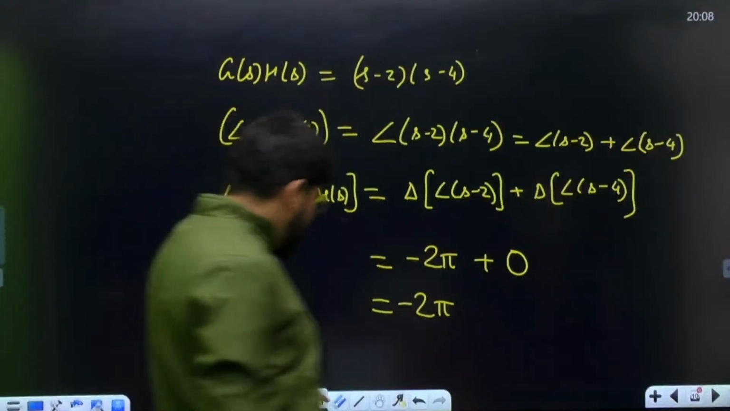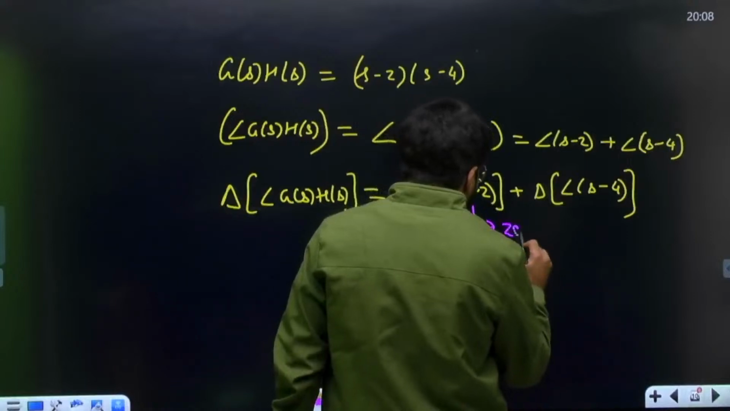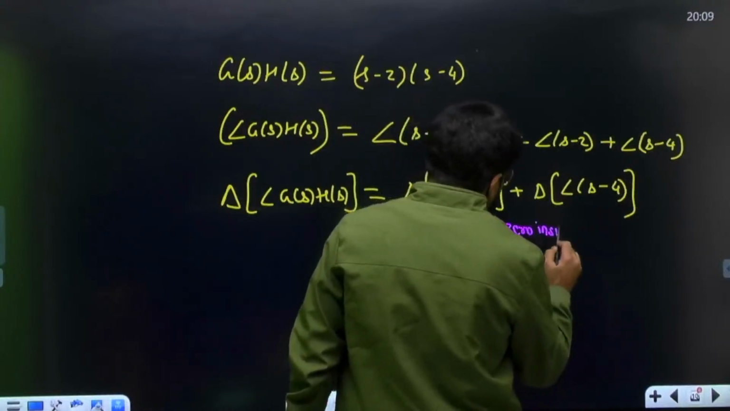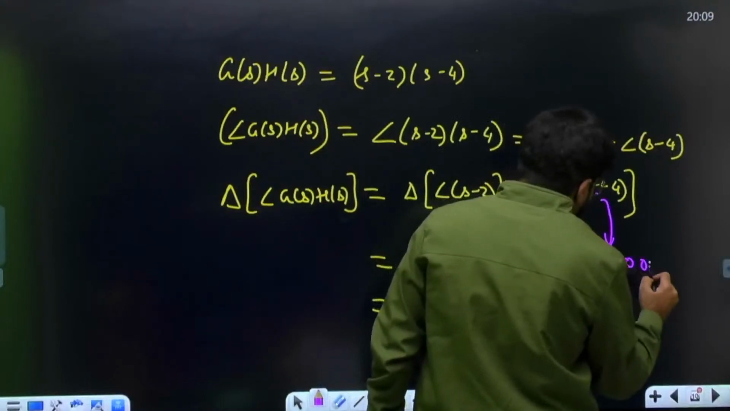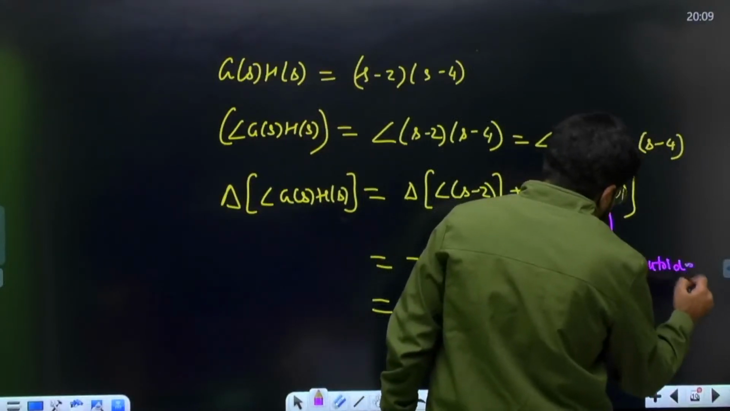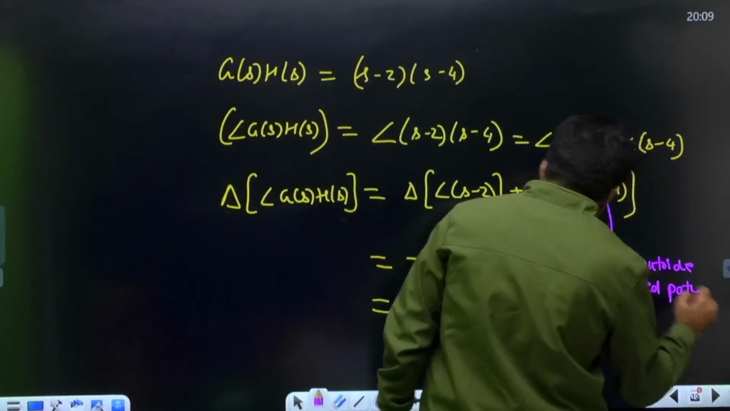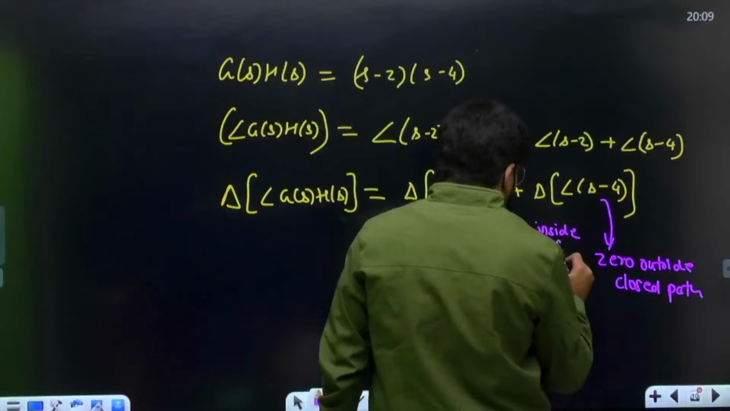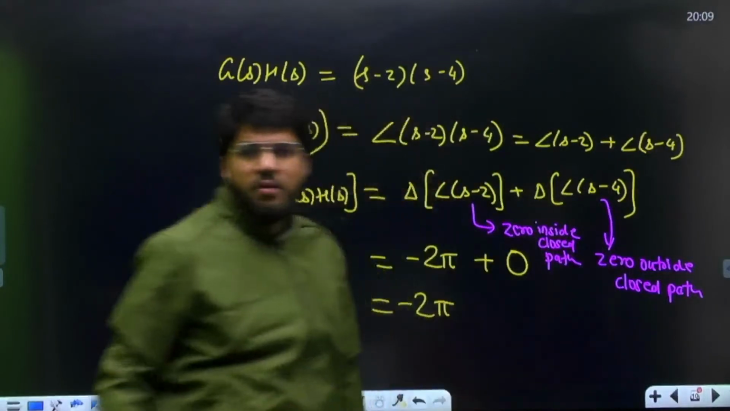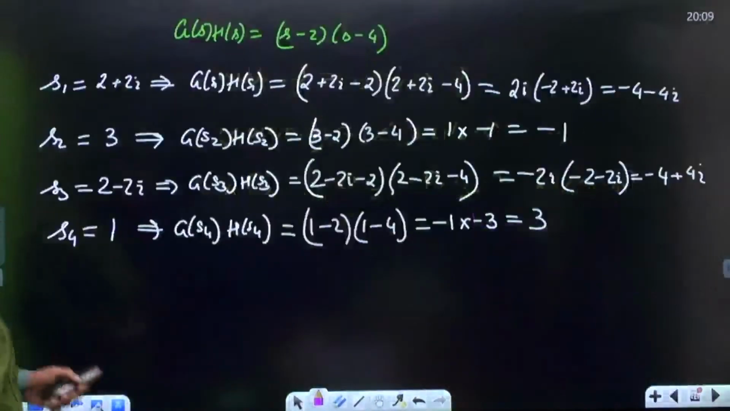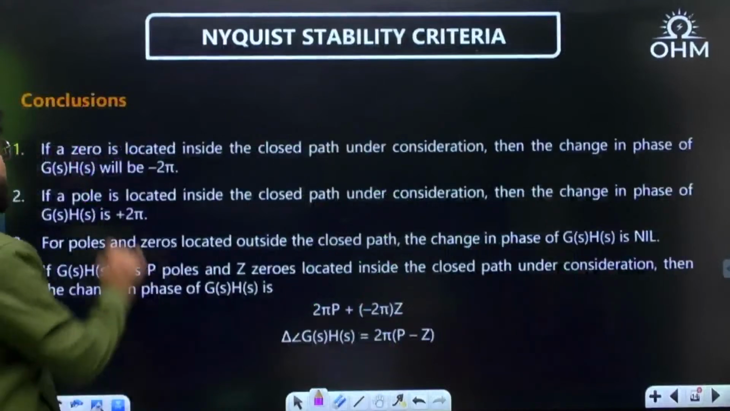Now, s equal to 2 is a 0 which is inside, whereas s equal to 4 describes a 0 which is outside the closed path. So dear, what is one point to be noted here? Then I will come back to this plot. We have drawn the G(s)H(s) plot. What is one point to be noted here?